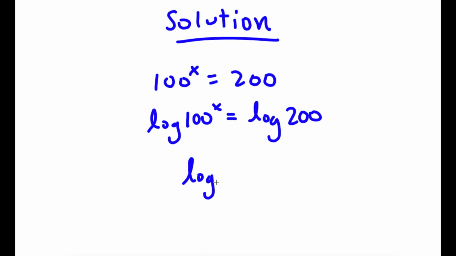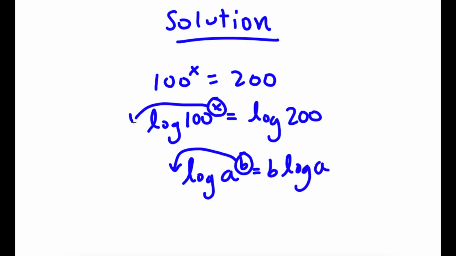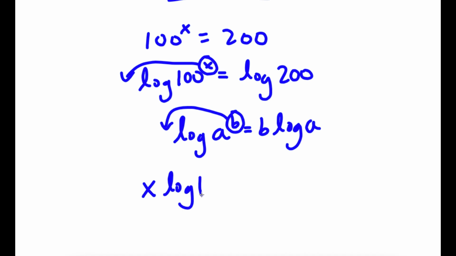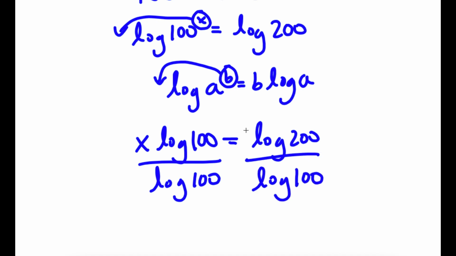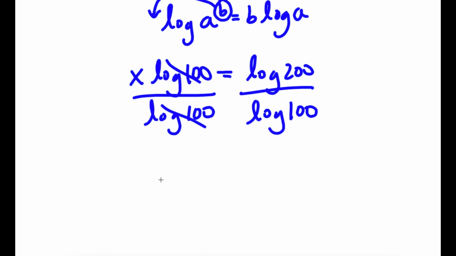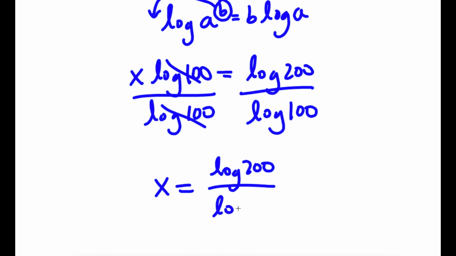Now if I have something in the form log a to the power of b, this is the same thing as I can actually move this exponent b to the front. So this can equal b times log a. So in this case, log 100 to the power of x, I can move x to the front. So now I have x times log 100 is equal to log 200. Now, I'm going to go ahead and divide both sides by log 100. So log 100 and log 100, these two cancel out. So now I have x is equal to log 200 over log 100.